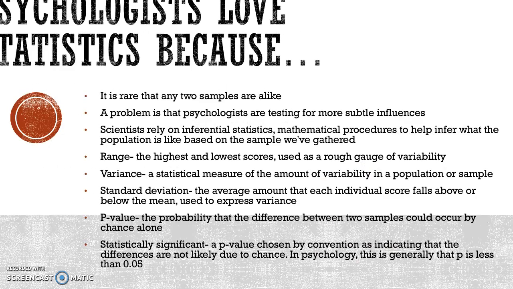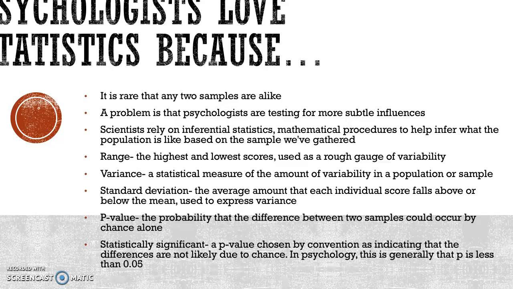Psychologists love statistics because it is rare that any two samples are alike. One problem is that psychologists are testing for more subtle influences. Scientists rely on inferential statistics, mathematical procedures that help infer what the population is like based on the sample we've gathered. The range is the highest and the lowest scores, used as a rough gauge of variability.